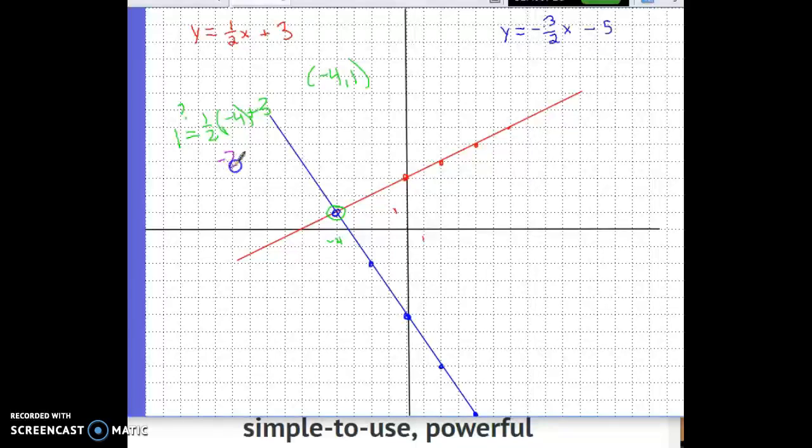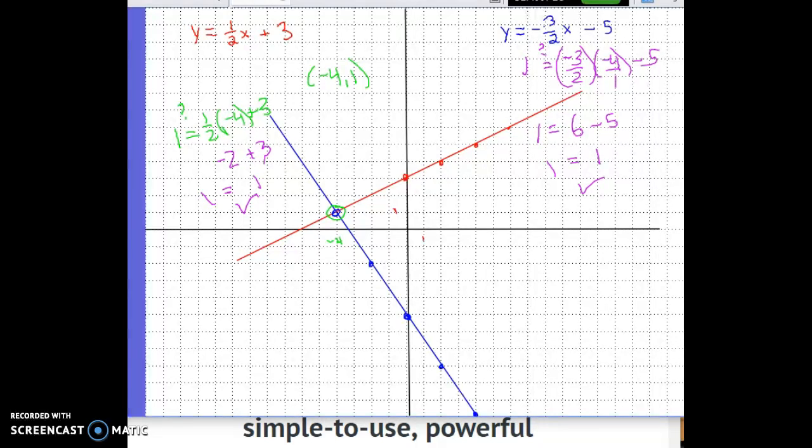Well, half of -4 is -2. -2 plus 3 is indeed 1. And plugging it in this one, we want to know, does it make this true? That's a question mark, by the way, if you've been wondering what he's been writing on there. -3 times -4 is positive 12 over 2. 12 divided by 2 is 6. 6 minus 5 is 1. Boom. We did find that solution.